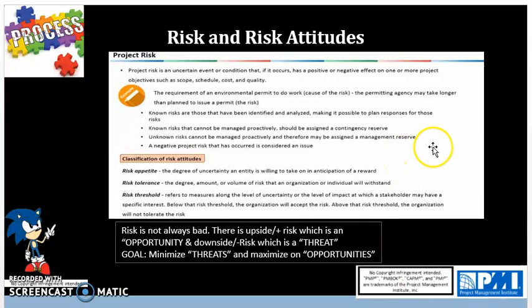Then you have risk tolerance, the degree and amount or volume of risk that an organization or individual will actually withstand. How much they are willing to take on. So once they're hungry for risk, now it's the amount of how much tolerance they're able to tolerate.